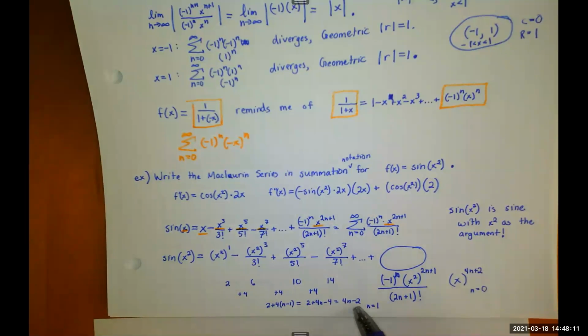Now we do need to be a little bit careful here, because 4n minus 2, if n equals 0, doesn't work out. We get a negative 2 for the first term for n equals 0. But for n equals 1, it works out just fine.